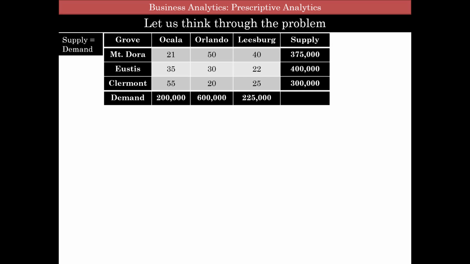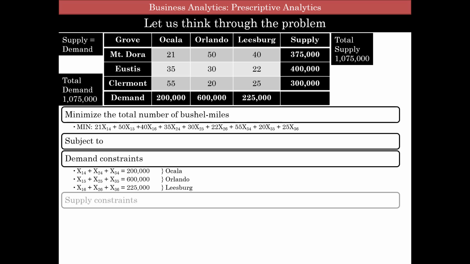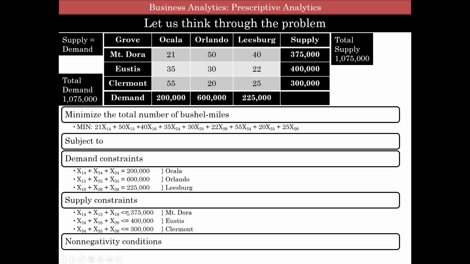When supply is equal to demand, here supply is 1.075 million, demand is 1.075 million. Demand constraints equal to, and for supply constraints you can actually use equal to here. You don't have to do less than or equal to. Less than or equal to will not be wrong because you'll send everything. So you can just put an equal to sign here. All right. And that's it for a transportation problem.